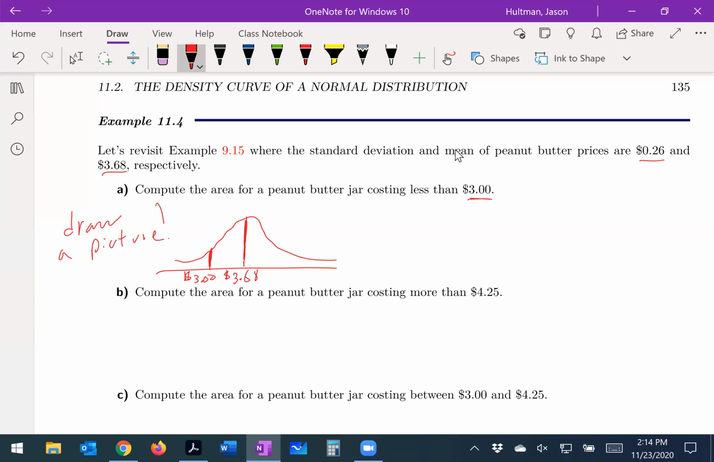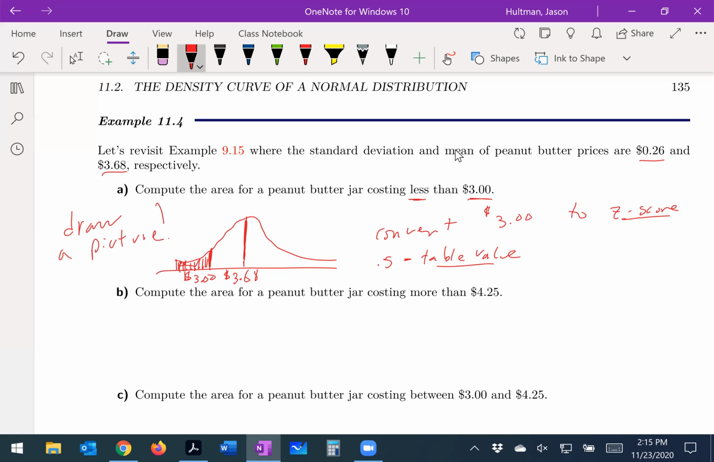Now I need to know, am I going to go above $3 or below $3? It says compute the area costing less than $3, so I really want this little area here. So what I have to do is convert $3 to a z-score, and then use the table to figure out this little area. To get just this little tail, we said that was 0.5 minus the table value. So I just have to convert it to a z-score, look it up in the table and subtract it from 0.5.